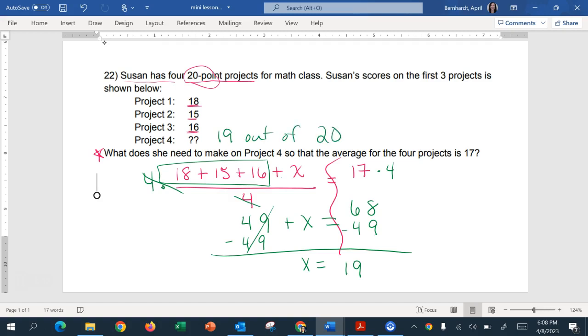All right, that is it for this mini lesson on finding the missing data value when given the mean. Now it's your turn to practice, practice, practice.